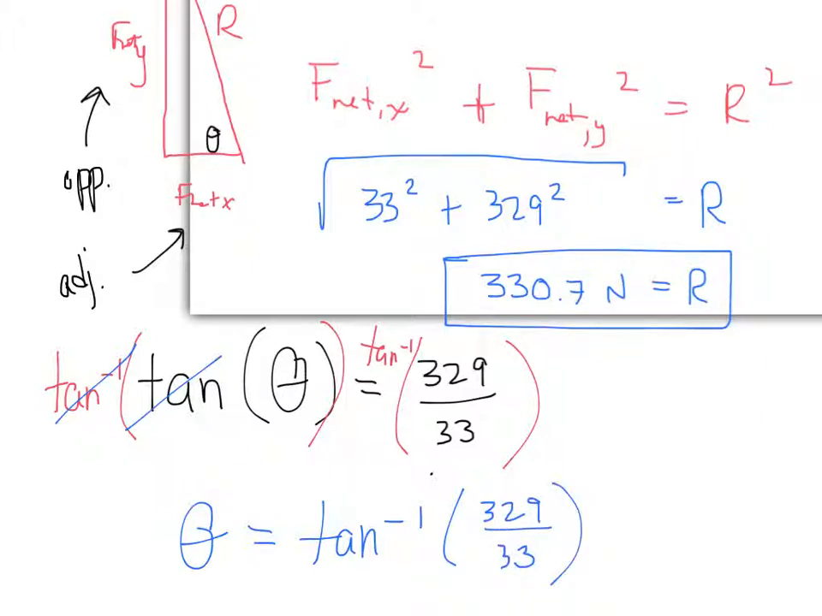On your calculator, does anybody know where that is? Catherine? Yeah, so press second tangent. It'll bring up tan -1. Then in the parentheses, put 329 over 33. You need to be in degree mode, so hit mode and check to make sure you're in degrees. And then hit enter afterwards, see what you get.